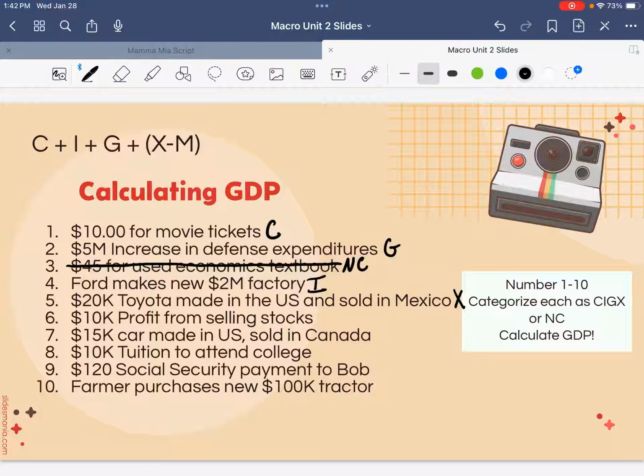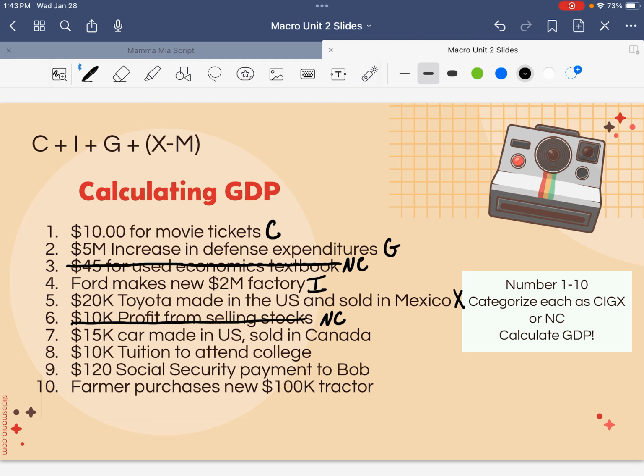All right, number 6, profit from selling stocks. Remember, stocks and bonds do not count. Why do they not count? Because whoever made that profit, good for them, they're going to take that $10K, they're going to go spend it somewhere else. We will count it on what they spend it on, okay? This was a non-market transaction, like nothing was changing hands, okay?